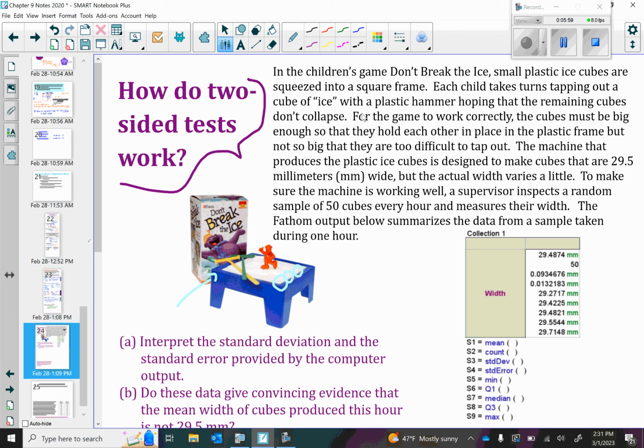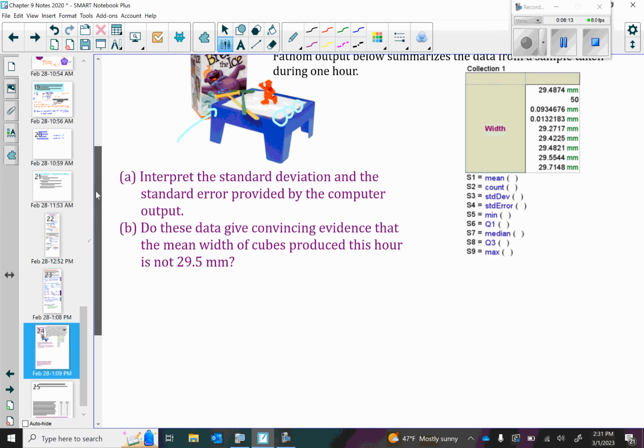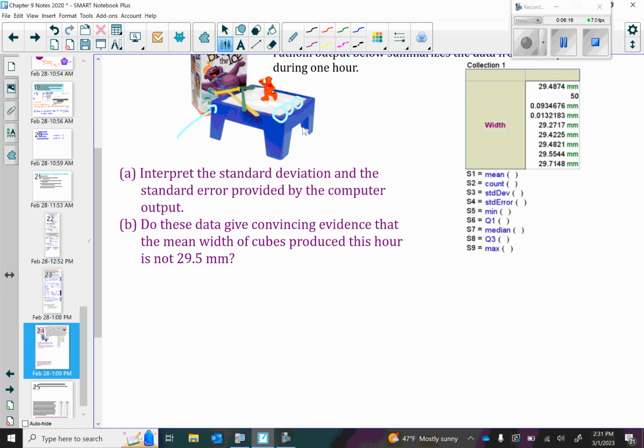To make sure the machine is working well, a supervisor inspects a random sample of 50 cubes every hour and measures their width. The Fathom output below summarizes the data from a sample taken during 1 hour. Notice, we've seen Fathom outputs like this before, but it's really important to look again, that they have all of these numbers and then a key below.